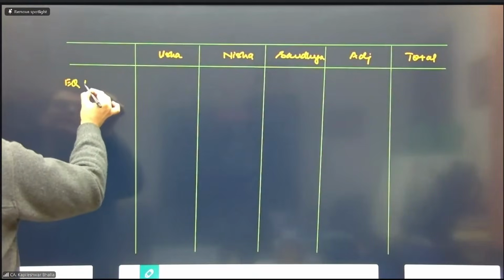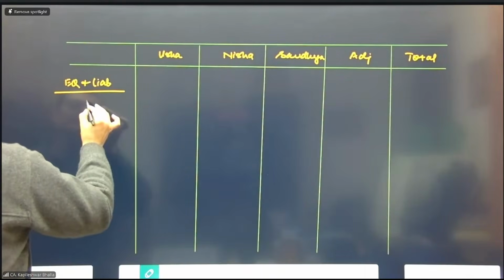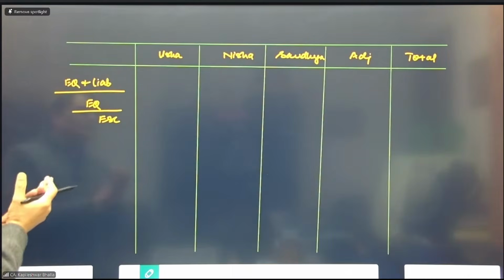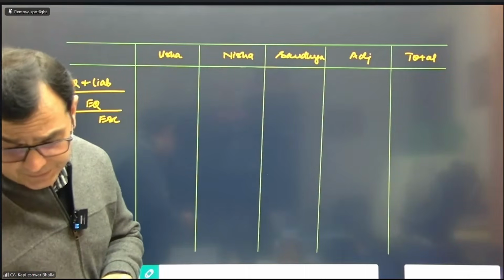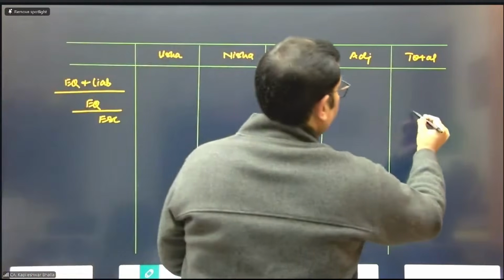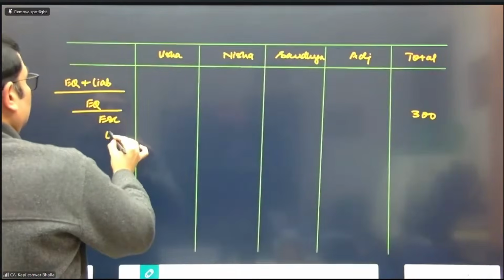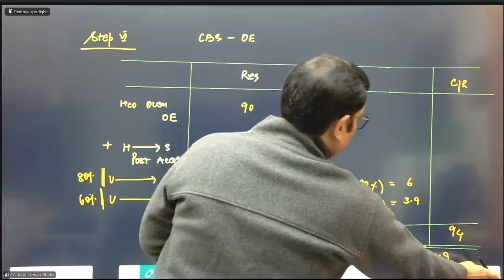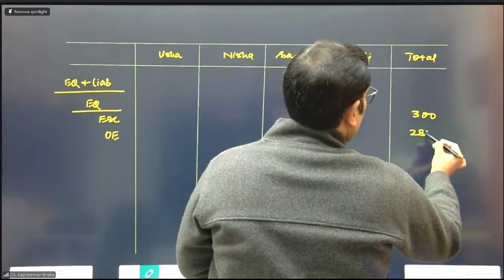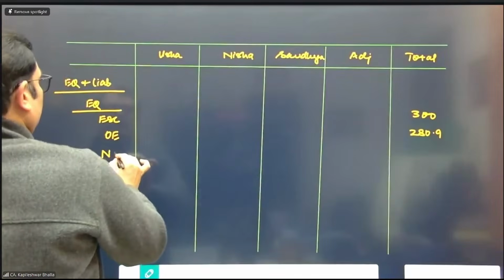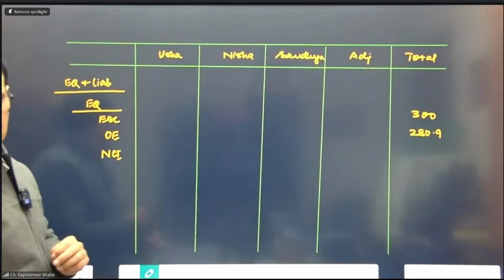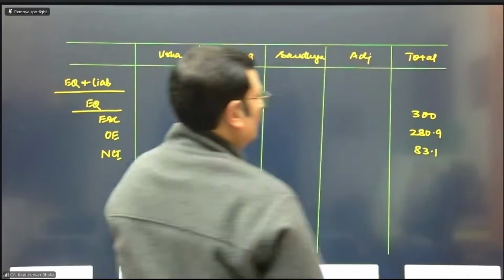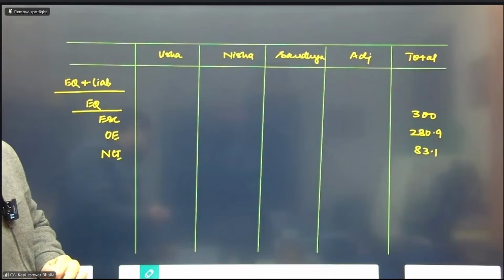So we consider the equity and the liability side. Let's first consider the equity side, equity share capital. On the equity share capital, just the parent, that's 300. Other equity from step number 6, 280.9. And there was an NCI that was 94, I guess. 83.1. Sorry, 83.1. Okay. And then there are no non-current liabilities.